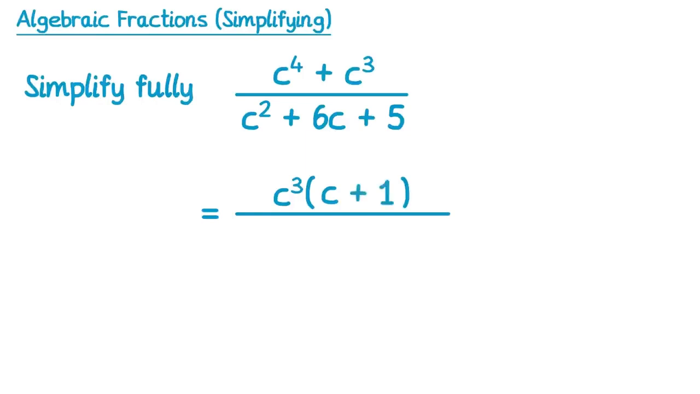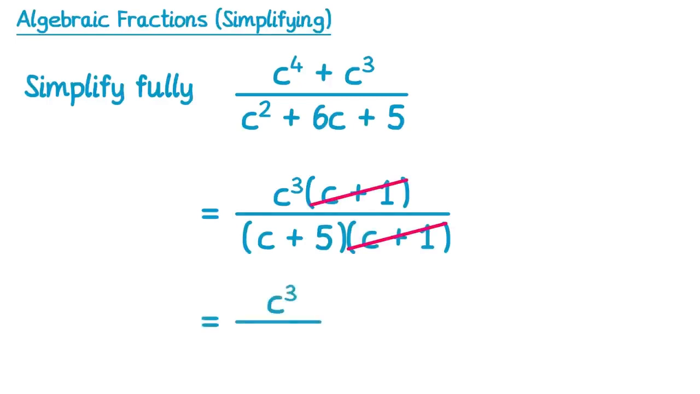On the bottom though, we have a quadratic expression. This can be factorized into two brackets. We look for the numbers that multiply to make 5 but add to make 6, and that's 5 and 1. So this is c plus 5 and c plus 1. You can now see we have common factors on the top and bottom of c plus 1, so we can cancel those, and we're just left with c to the power 3 over c plus 5.